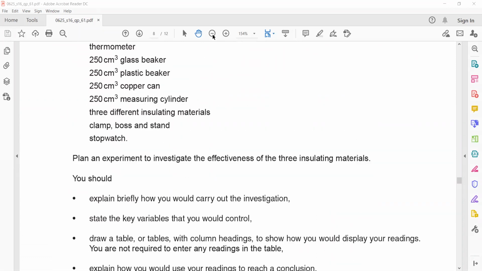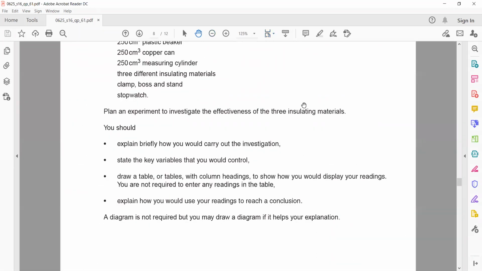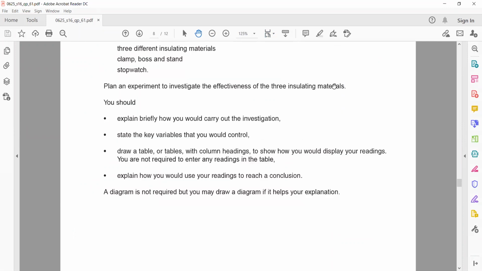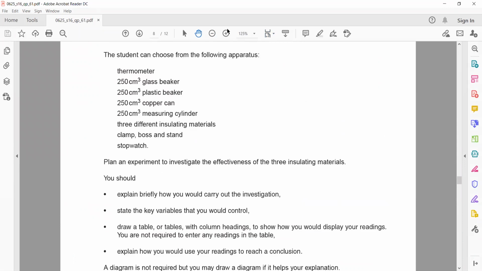Then you have to follow the steps according to the question. Plan an experiment to investigate the effectiveness of three insulating materials. So the basic idea is that we will take a container. In this container, we'll take hot water. When you're finding a rate, it means it is always with reference to time. So first it will be with the hot water.